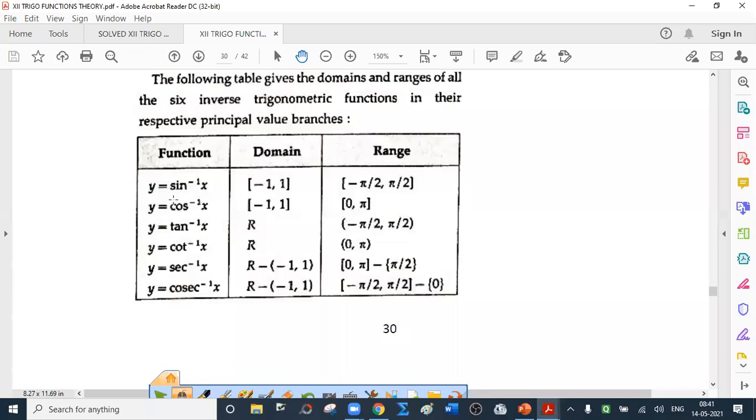For sine inverse x, especially first 3. If possible all the 6, but at least first 3. For sine inverse x, domain is closed interval -1 1, range is closed interval minus pi by 2 to pi by 2. For cos inverse x, domain is the same -1 1 closed interval, but the range is closed interval 0 to pi. For y equal to tan inverse x, domain is set of real numbers, but what is the range? It is an open interval minus pi by 2 to pi by 2. Similarly for cot inverse, sec inverse and cosec inverse.